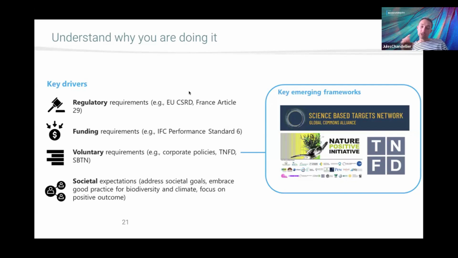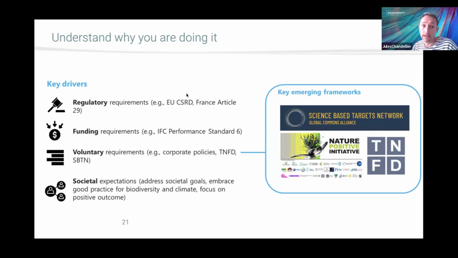I'll touch on these frameworks a bit later, but the two most widely known are the Science-Based Targets Network, which first existed for climate and now has developed a biodiversity part, and the TNFD, which also existed for climate through the TCFD. So there's a lot happening in the business world at the moment. If you want help, these voluntary frameworks are very useful for a lot of companies.